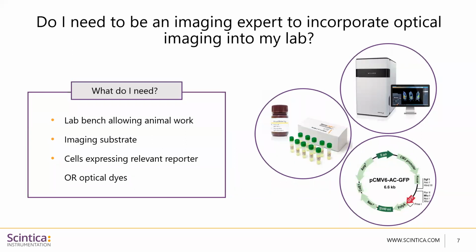So first, what are the things that you need if you want to think about incorporating optical imaging into your lab? There's not a lot, and you can make it as complicated as you want to. But first, you need a lab bench allowing animal work. And I would say not even necessarily that, because there's lots of people that just use optical imaging for in vitro or ex vivo studies. So maybe you don't have any need to do animal studies, but I would say you need a lab bench that is able to fit a small footprint system.